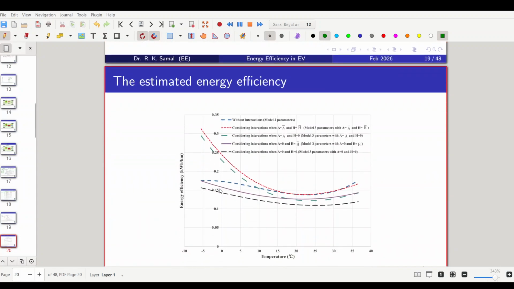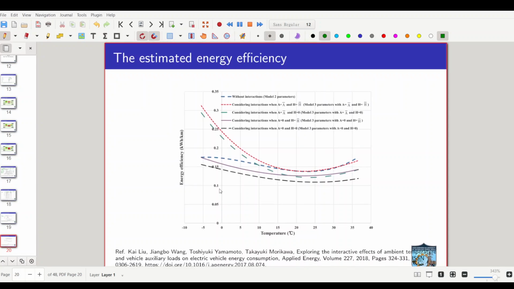And finally, we'll see the efficiency at different temperatures. So this is the energy efficiency in kilowatt hour per kilometer, and this is the temperature. So as you see, as the temperature goes on increasing, the energy efficiency reduces, but surprisingly, considering interaction with the air conditioning and heating effects, maybe at higher temperatures, somehow the efficiency is increasing because mostly the air conditioning remains constant in spite of the increasing temperature. That might be the preference of the driver.